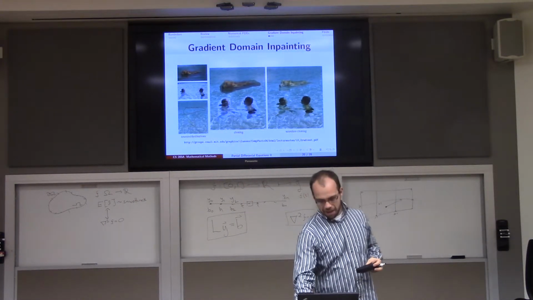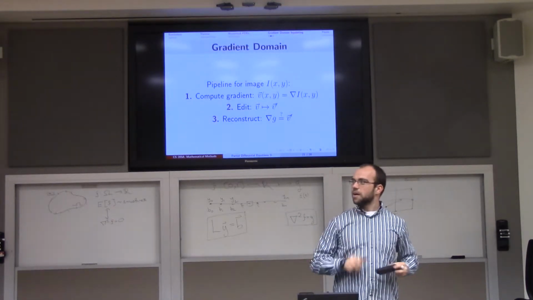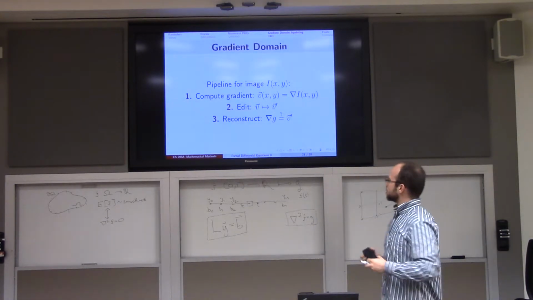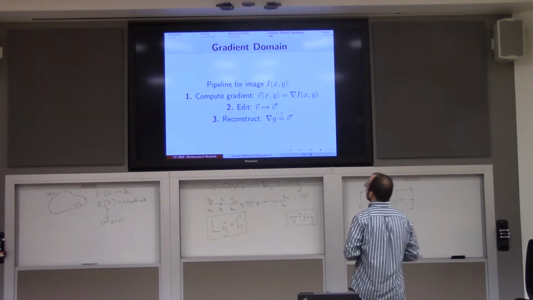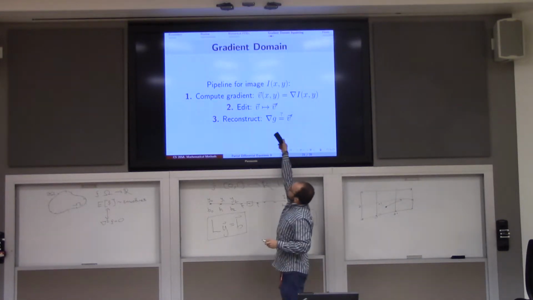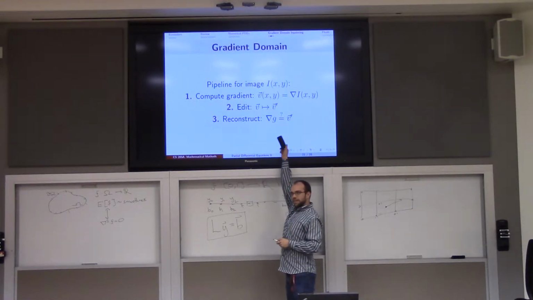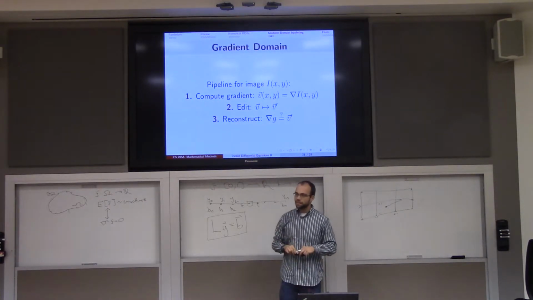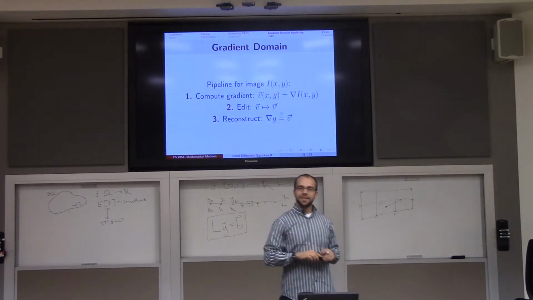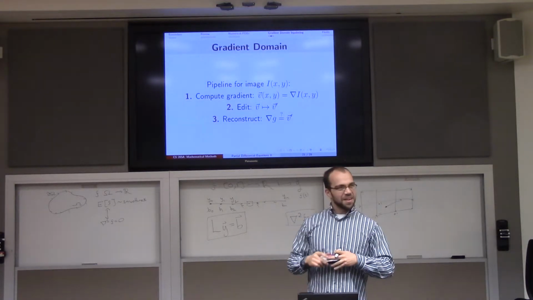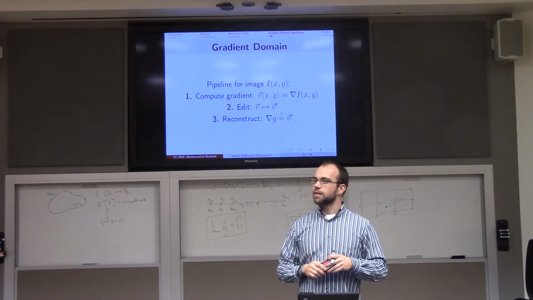And then, in the end I don't want a gradient field, I actually want an image, so I have to reconstruct. So we have to find a function, g, this will be our new image, such that its gradient equals this new edited thing. Do you see the pipeline here? Take the gradient, edit the gradients, undo. Pretty simple.